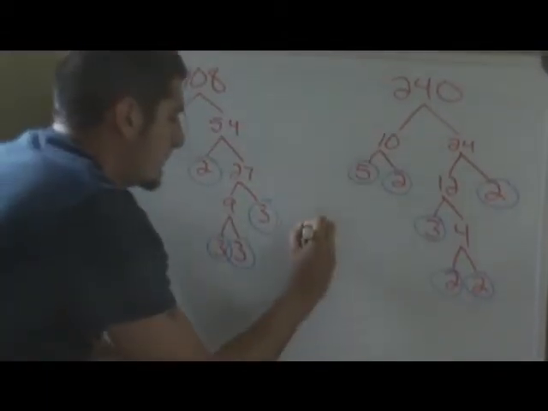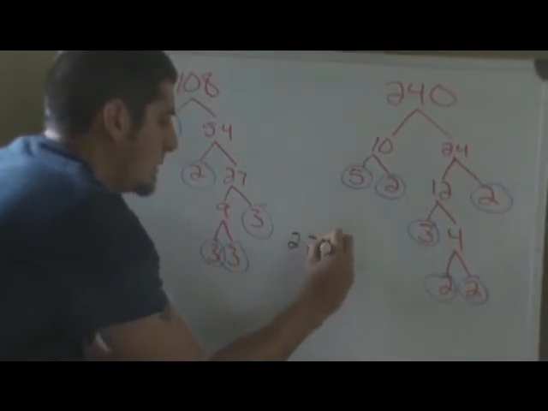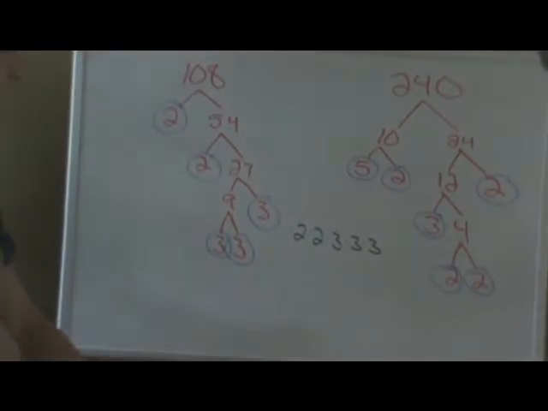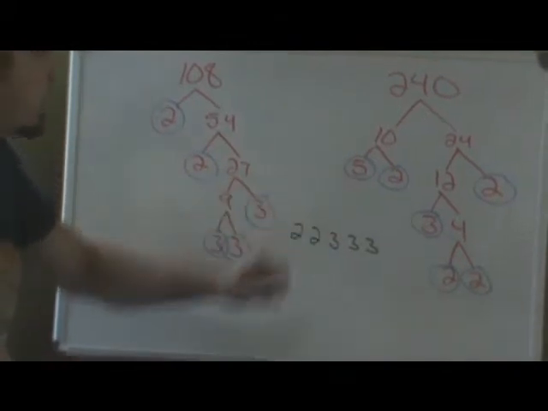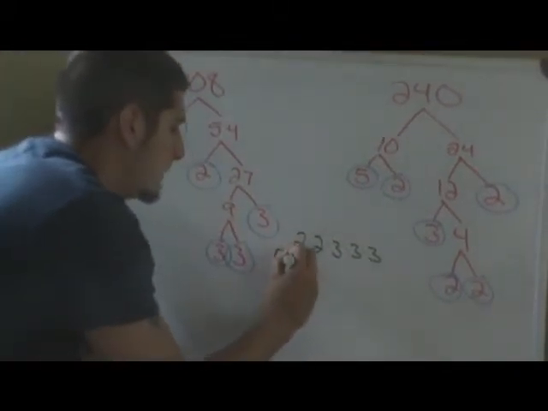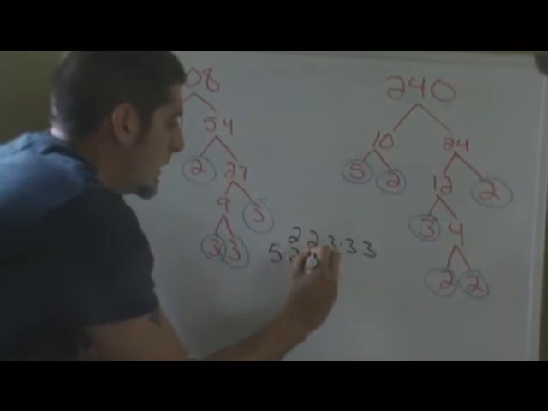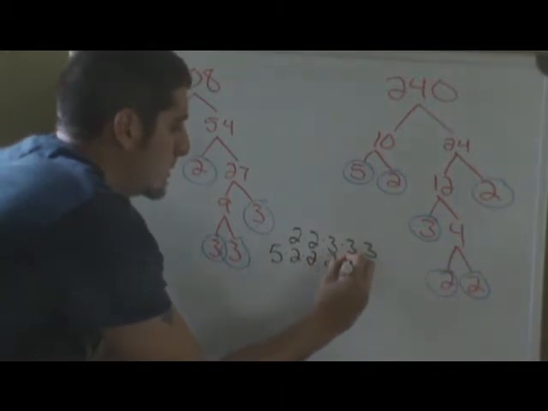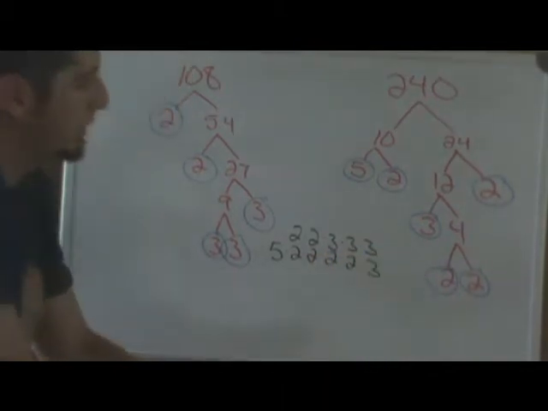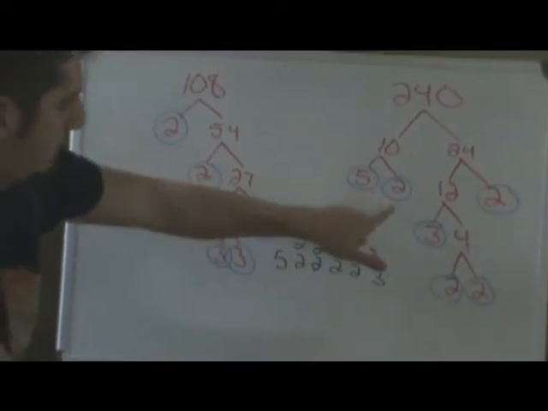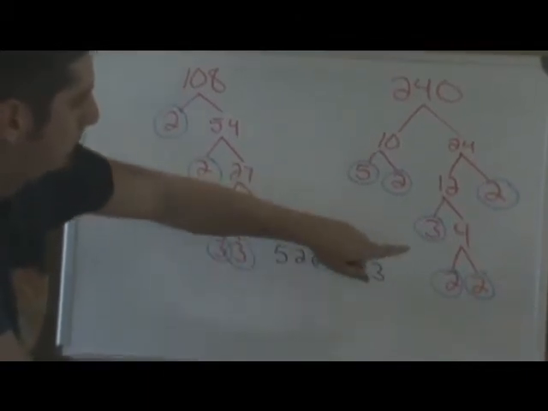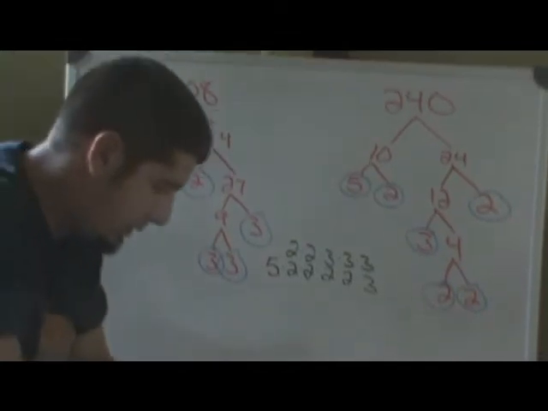So let's take a look at 108. We have 2 times 2 times 3 times 3 times 3. Prime factorization of 240, we have 5 times 2 times 2 times 2 times 2 times 3. Let's just make sure I have that correct. We have 1, 2, 3, 4 2's. We have 1, 3 and 1, 5.